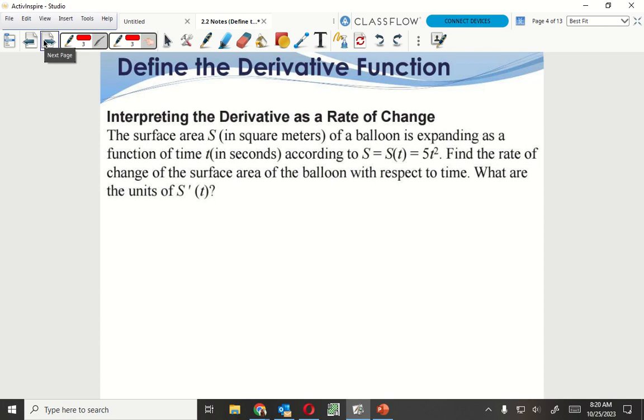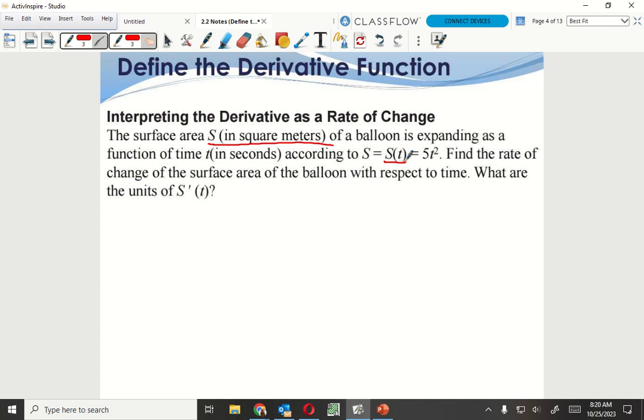Interpreting the derivative as a rate of change. The surface area S in square meters. Okay, that's important. Units are super important on these ones. Of a balloon expanding as a function of time in t seconds according to S equals S of t. So it's my function in terms of time. The function S, surface area, in terms of t is equal to 5t squared. Find the rate of change for the surface area of the balloon with respect to time.